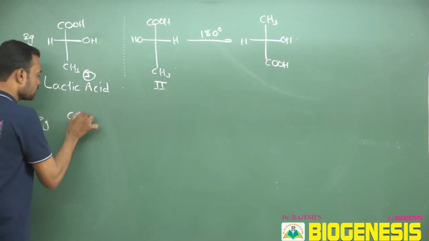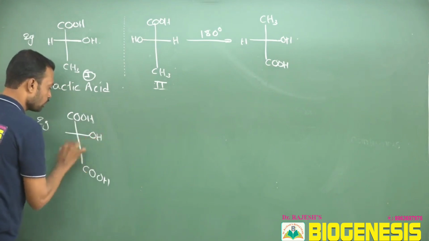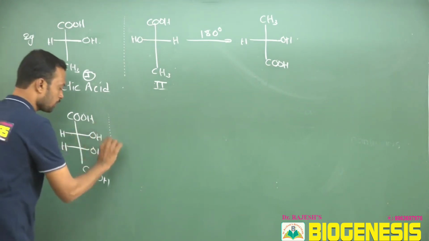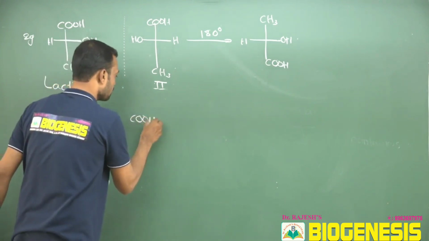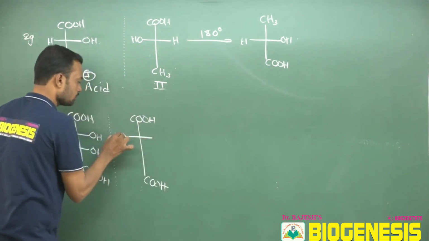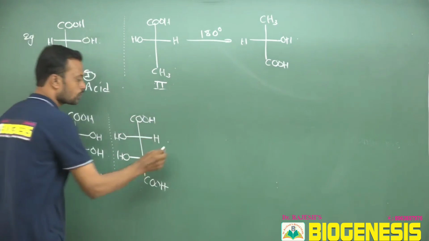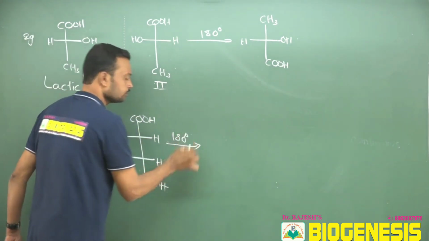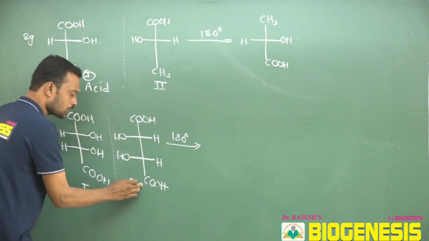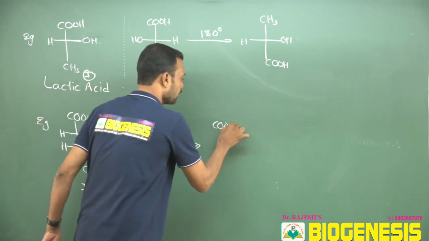Now, apply this: carboxylic acid, and here carboxylic acid, here OH and here OH, hydrogen, hydrogen. Now, write down its mirror image. If I write its mirror image, carboxylic acid, here hydroxy, hydroxy, hydrogen, hydrogen. So, rotate this molecule about 180 degrees. This is the original molecule. Now, I am saying this is the image of this molecule. Now rotate the image about 180.